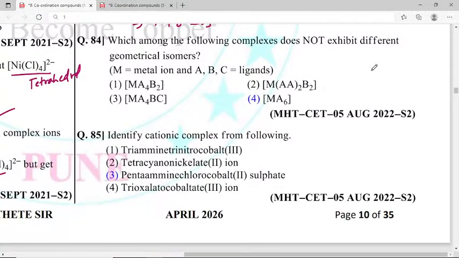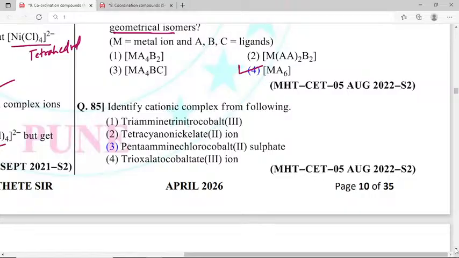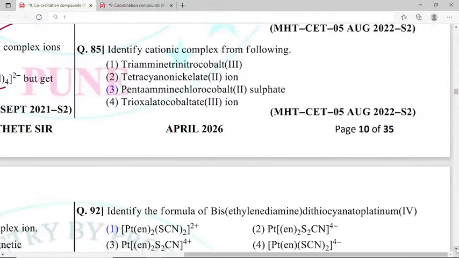Which among the following complexes does not exhibit geometrical isomerism? The MA6 type. All the ligands are the same, so there is no geometric isomer, no cis-trans isomer.